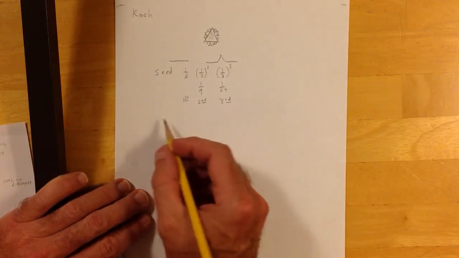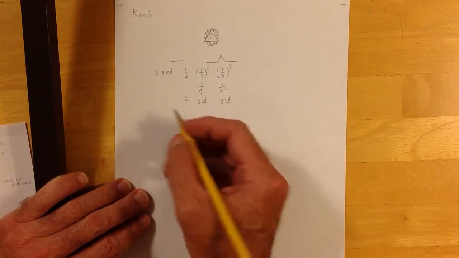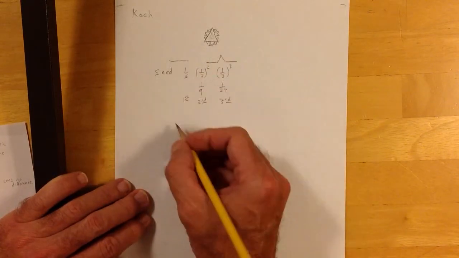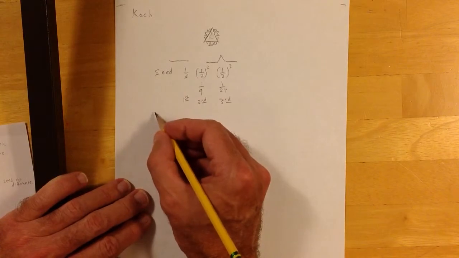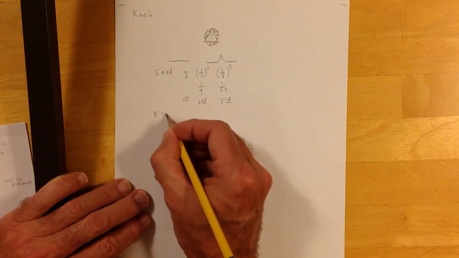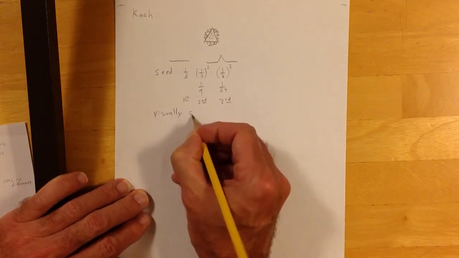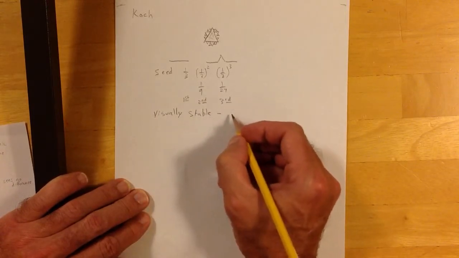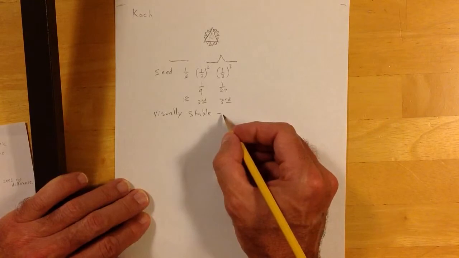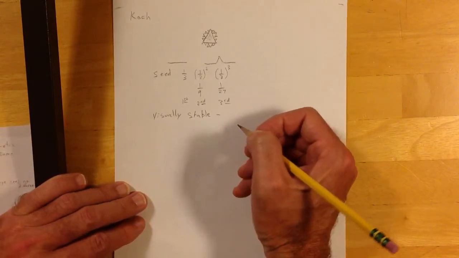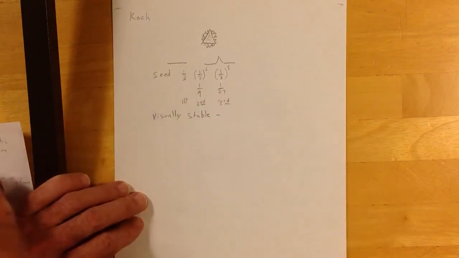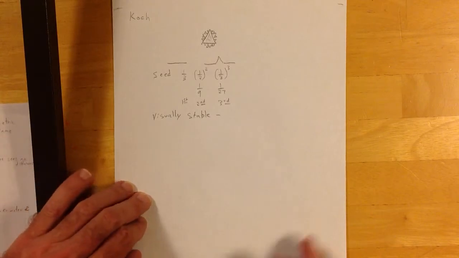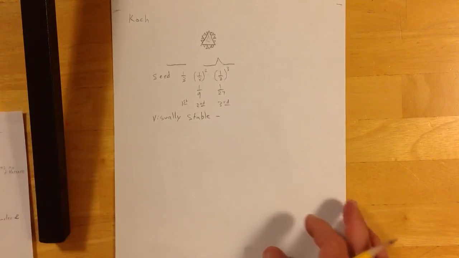After many iterations, the snowflake becomes what we call visually stable. What that means is the naked eye can see no difference after you keep adding smaller and smaller triangles. Your eye cannot see that.